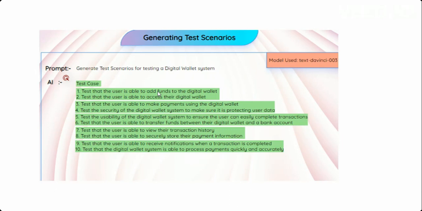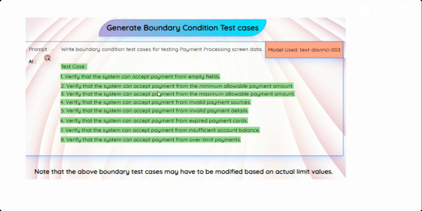Normally the testing department will do these test cases and give them to you, but here AI will help you do the task. And next, generate boundary condition test cases. Boundary test cases we can also generate, like for payment processing screen data: verifying the system can accept payment from empty fields, or based upon the system perspective, we verify cases like whether it can accept payment from expired payment cards or invalid payment cards. All these testing cases it will generate for you.